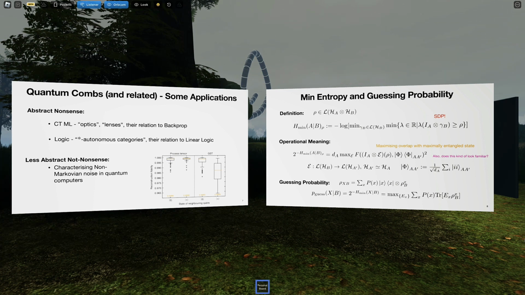I can also, I guess, talk about this on this next slide. So I have quantum combs and related and some applications. Again, related here means not necessarily just the quantum combs formalism, but including the process tensor formalism. From the category theory side, these are used in various forms in quantum category theoretic machine learning. So CTML there is meant to stand for category theoretic machine learning.